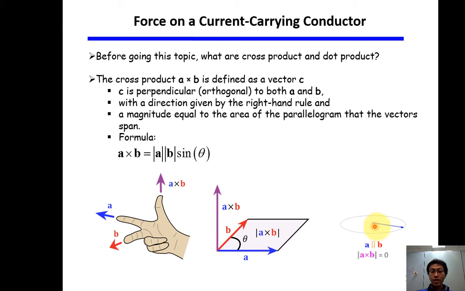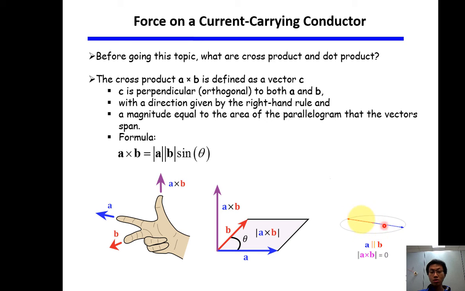So let's have a look again. This one will be 0, then it will be positive. Sin 90 is positive 1, then sin 180 will be 0 again.